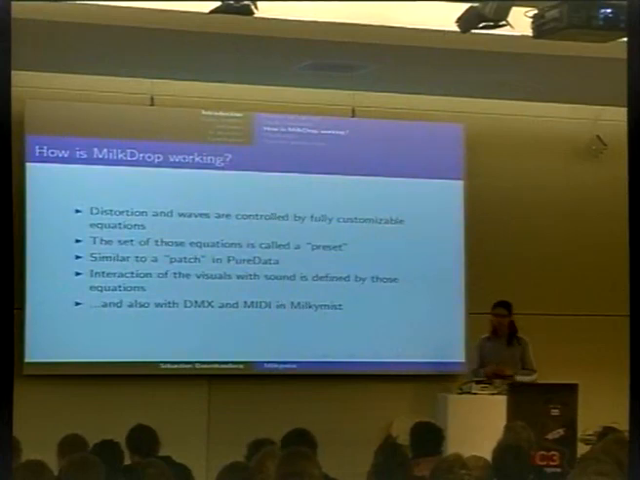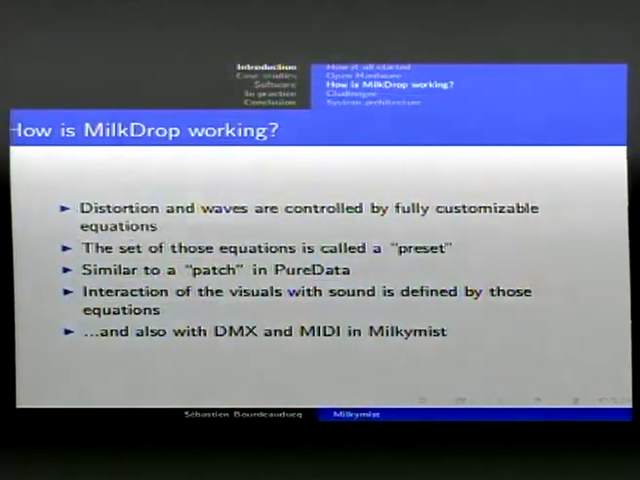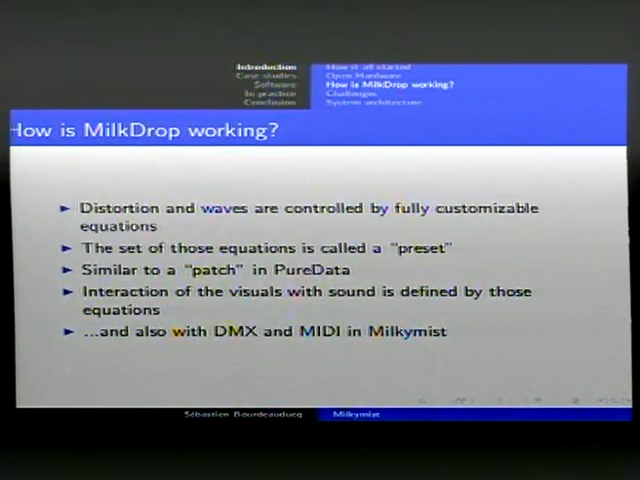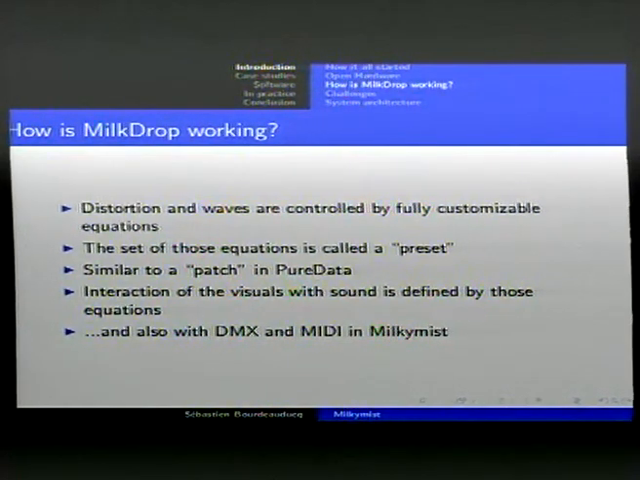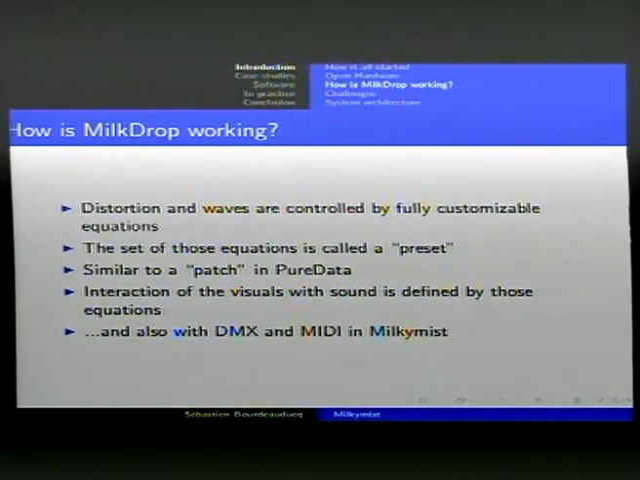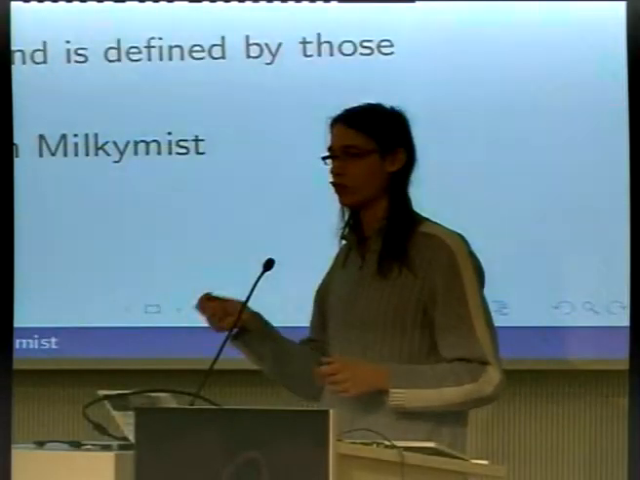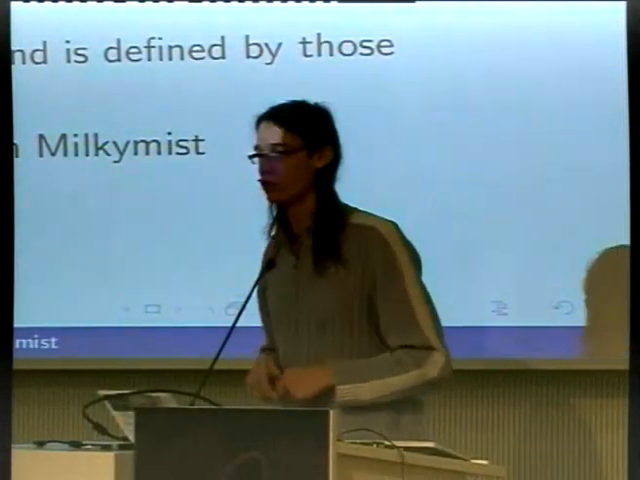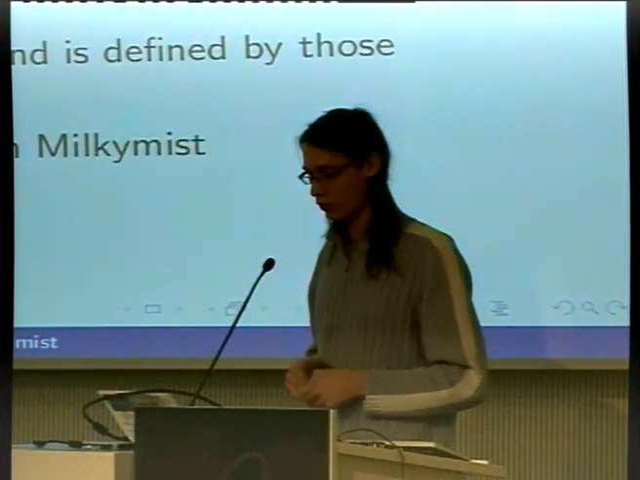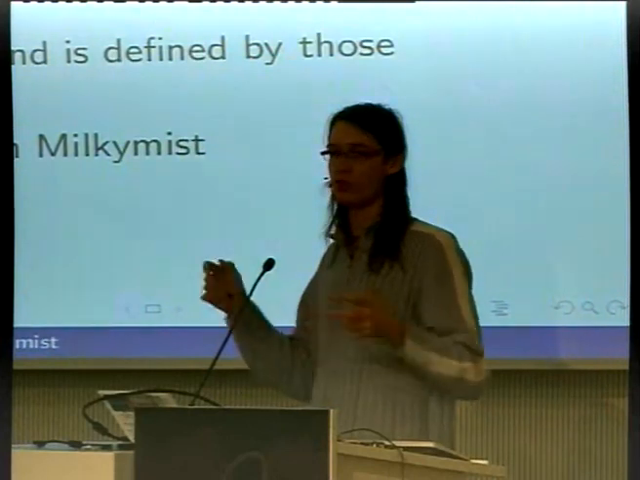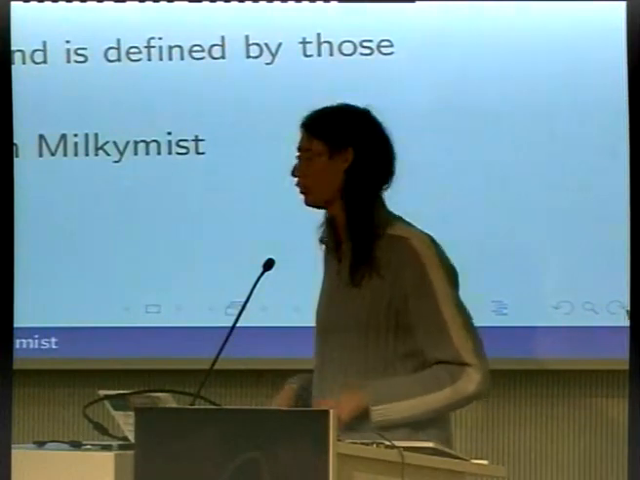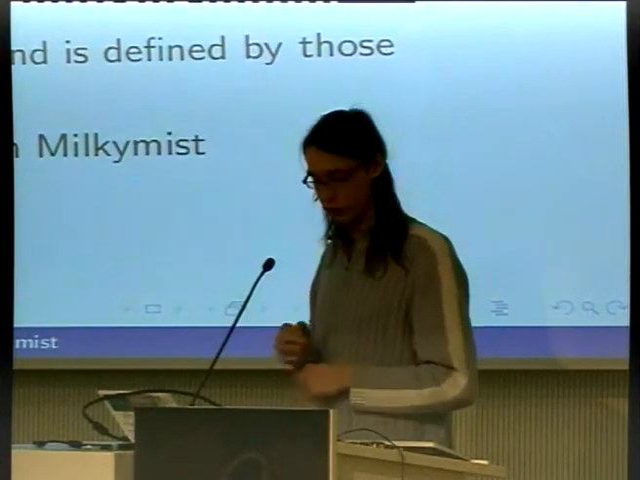So as I said, the distortion and the wave drawing are controlled by fully customizable equations, and this is what MilkDrop calls a preset. It's a bit similar to a patch in Pure Data. And by changing these equations, you have some parameters, for example, extracted from the sound, for example, the bass level, or the treble level, or the beat, or anything. You have these parameters in the equation, and you can combine them with a large panel of mathematical functions. So you write some equations, and you put them into MilkDrop, and it gets some nice visuals.